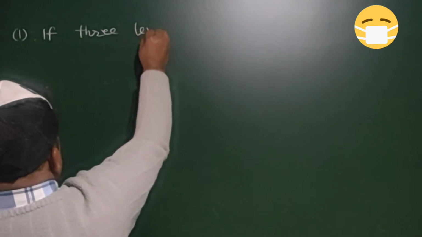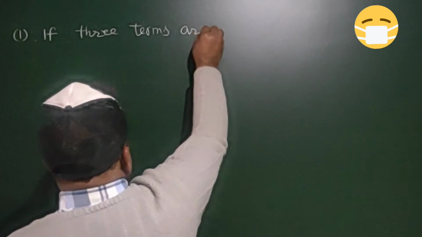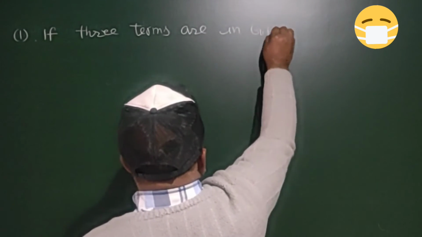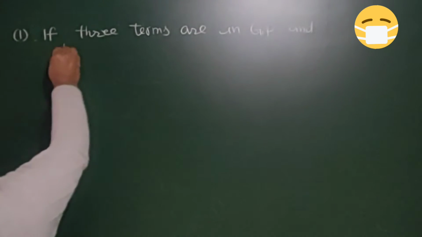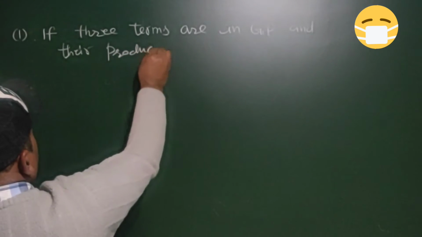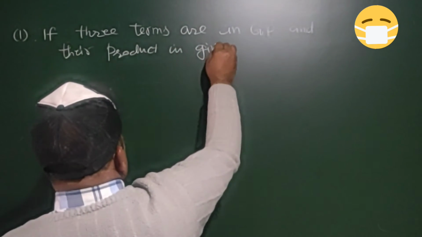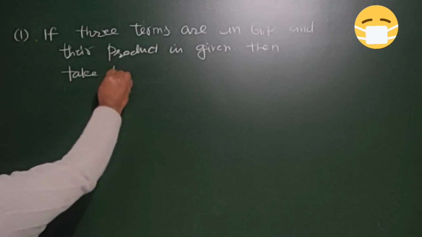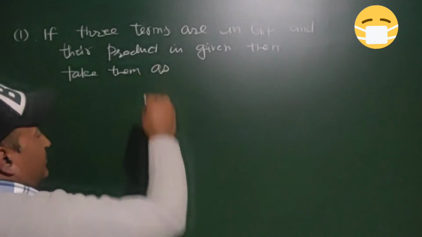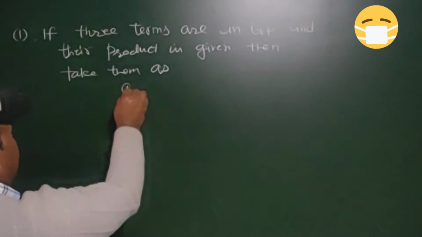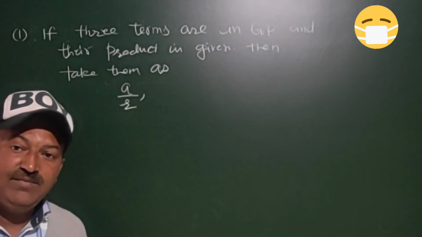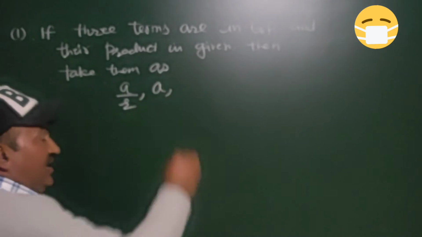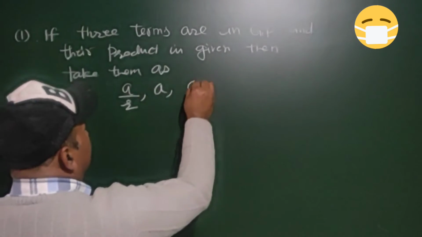So first is, if 3 terms are in GP and their product is given, then take them as: first term you have to take A upon R. Now multiply this by R, we get A, and again multiplied by R, we get A into R.